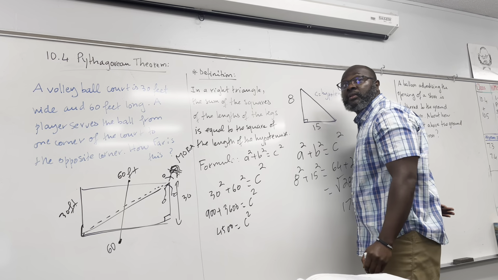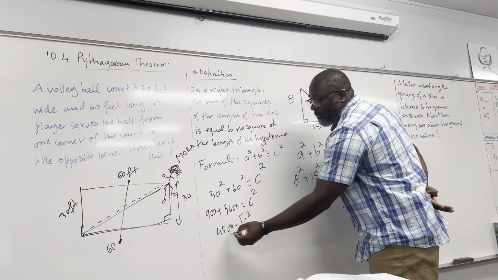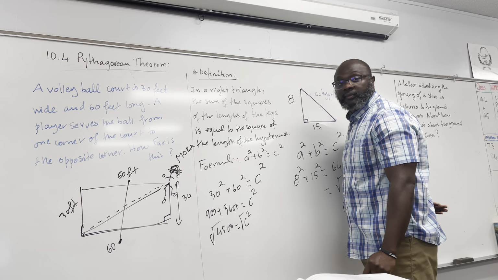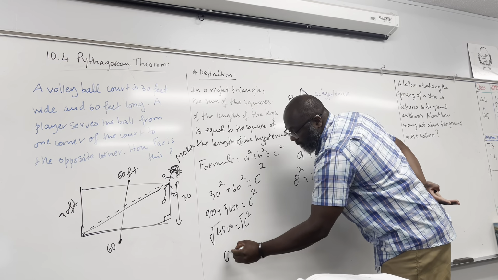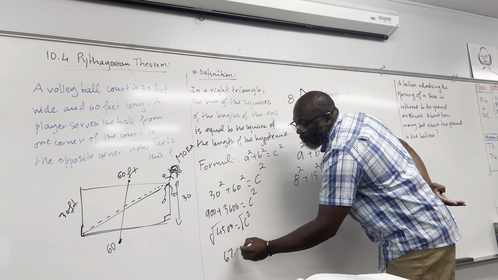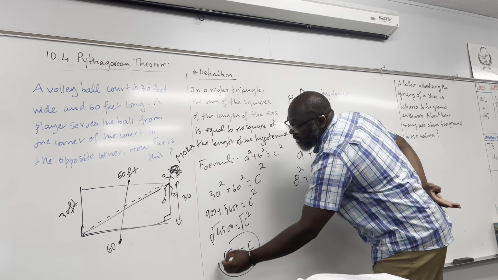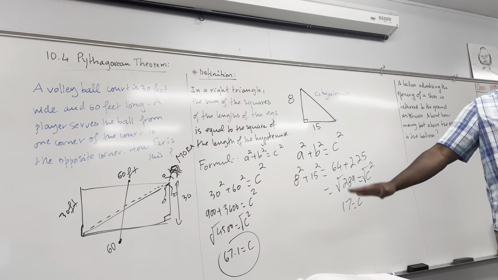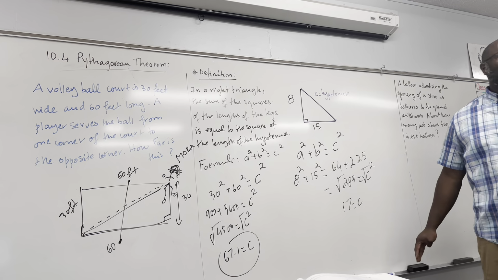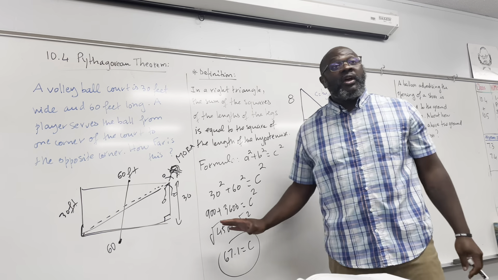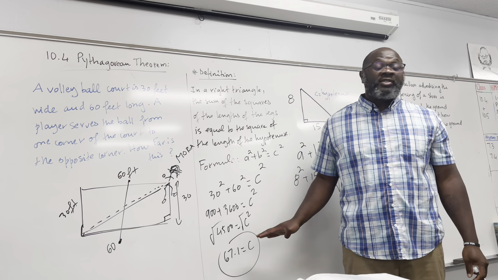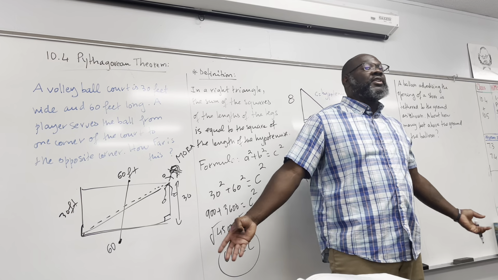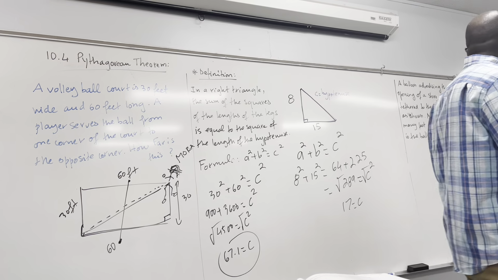Now how do I find C? You take the square root of 4,500. What's the square root of 4,500? 67.082039, so we can write it as 67.1. That's equal to C, so she hit the ball 67.1 feet. If you ever find a hypotenuse that is less than the legs, you know you did something wrong, because the hypotenuse is always going to be the longest side. That's just truth.